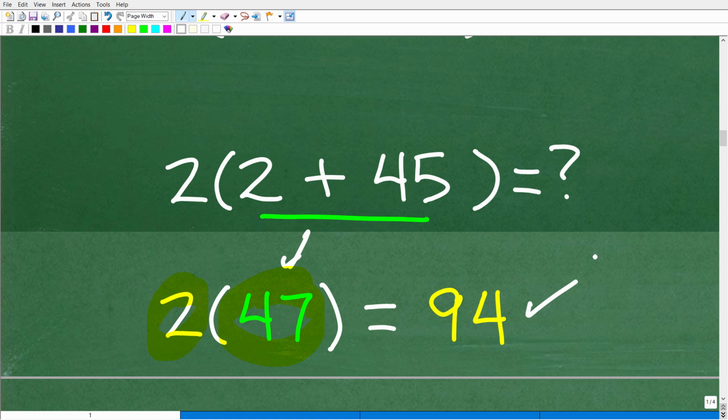So let's go ahead and take the next step and do this problem incorrectly by making that most common error, by doing multiplication first instead of division. It's very easy to confuse. So let's go ahead and do that.